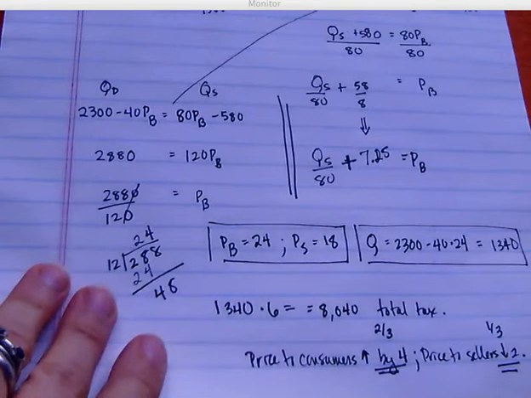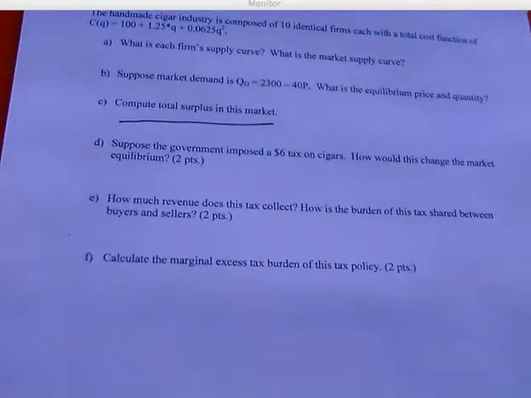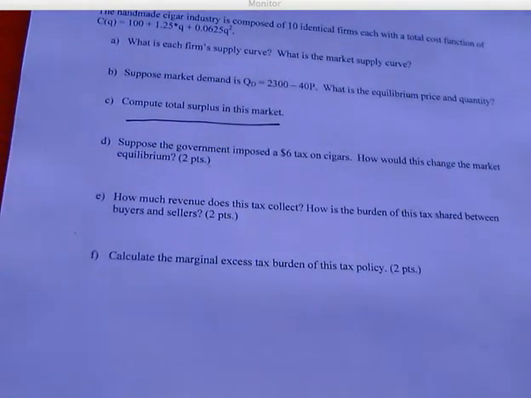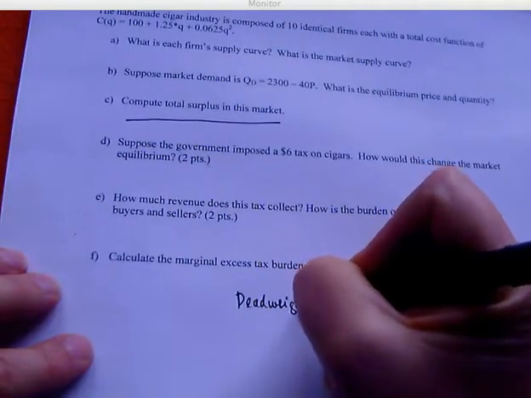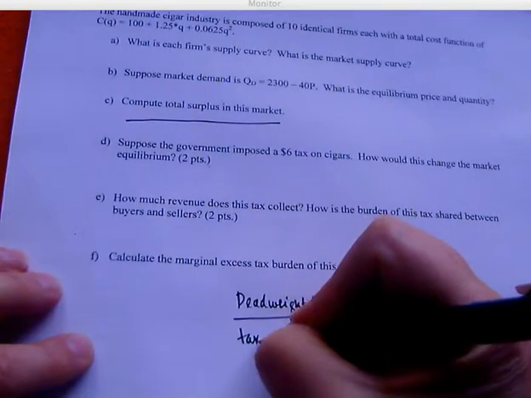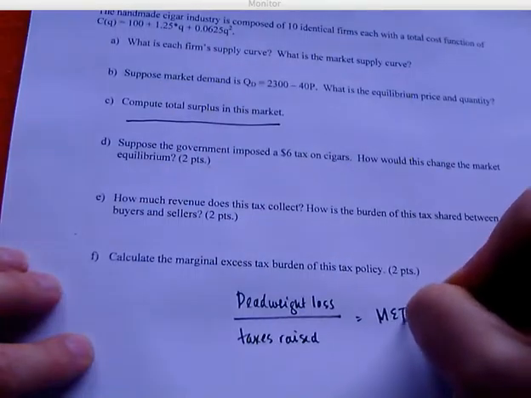Okay, we are in the home stretch. One last question. Calculate the marginal excess tax burden of the tax policy. Okay, so do you remember what the marginal excess tax burden is? The marginal excess tax burden is defined as the deadweight loss divided by the amount of taxes raised. All right, that's the marginal excess tax burden.